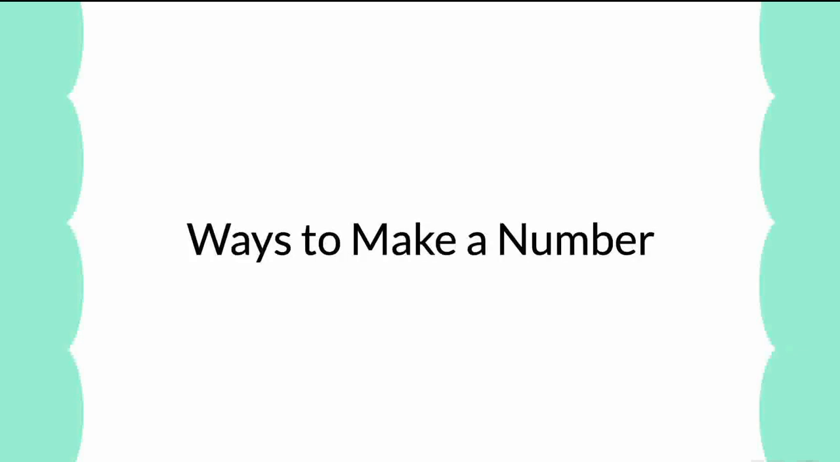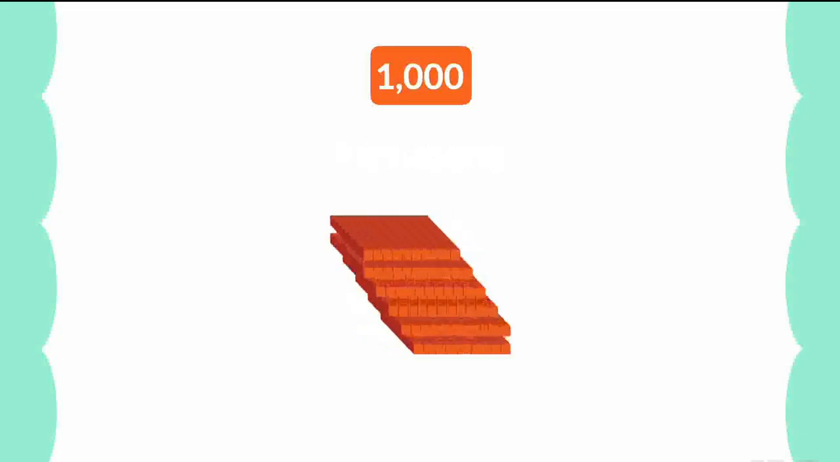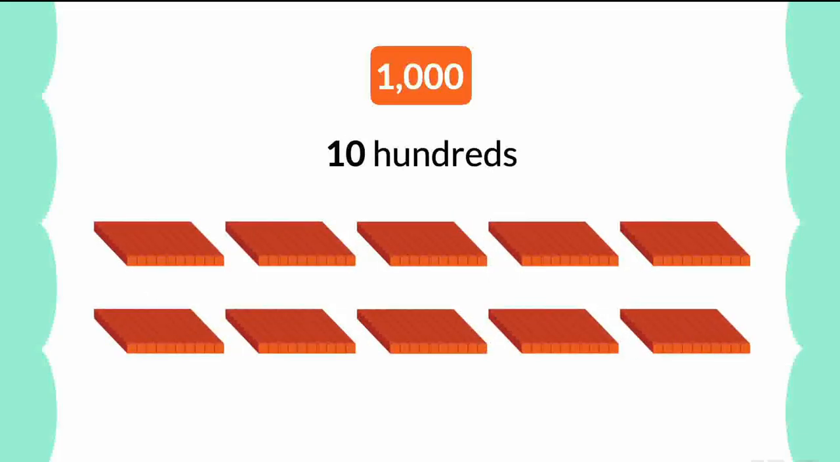Did you know that there are different ways to make a number? Let's dive in. How can we show the number 1000 using place value blocks? We could use 1000, or we could use 10 hundreds.